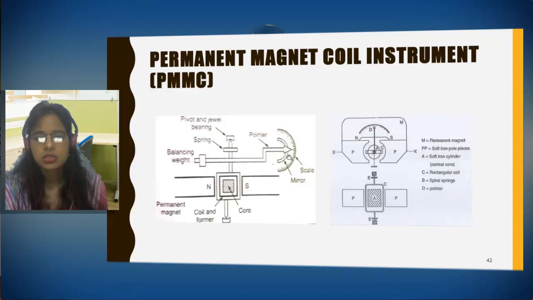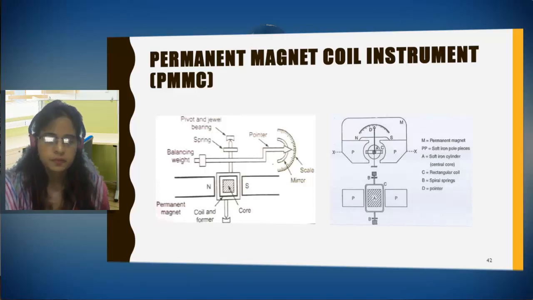Balance weight is there. This is the pointer, and this is the mirror scale. Okay, and what else are there? Coil and former, permanent magnet, and core. Yes. So this is the construction of permanent magnet moving coil instrument, or PMMC instrument.